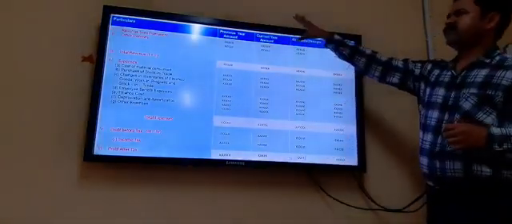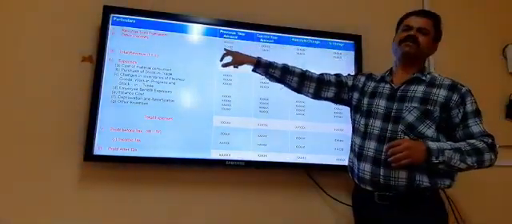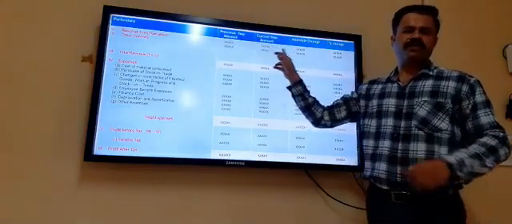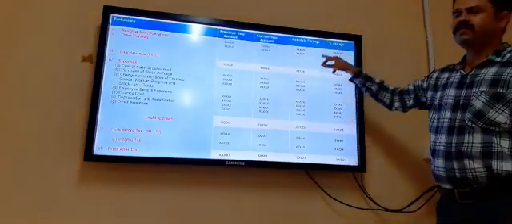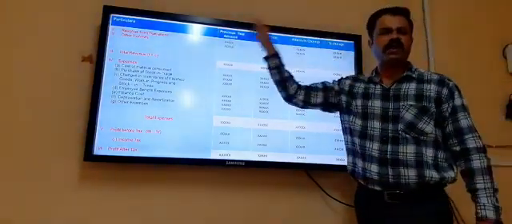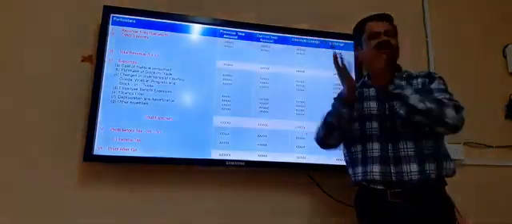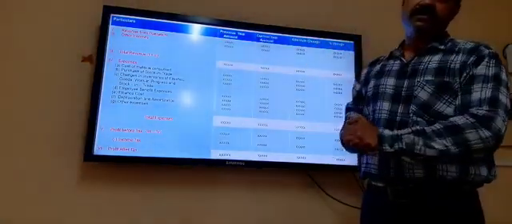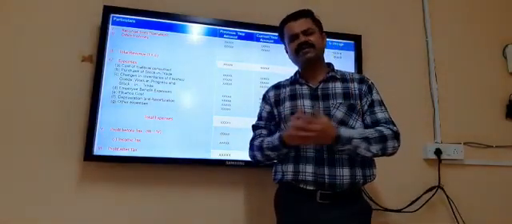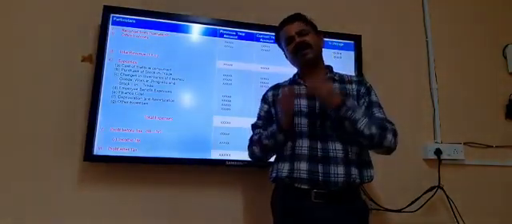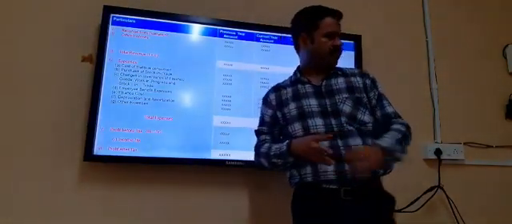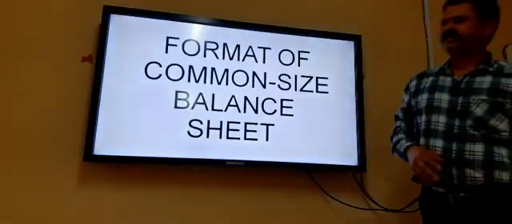So the same thing, first of all you need to subtract the previous year amount from the current year amount to get the absolute change. Then you divide this absolute change by the previous year amount and multiply by 100 to get the percentage change. So it is very simple, comparative income statement and comparative balance sheet. Okay. Now let us take the next thing.